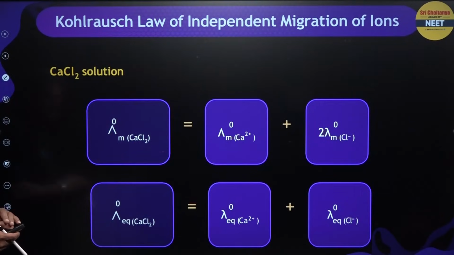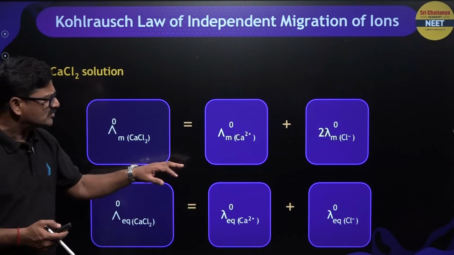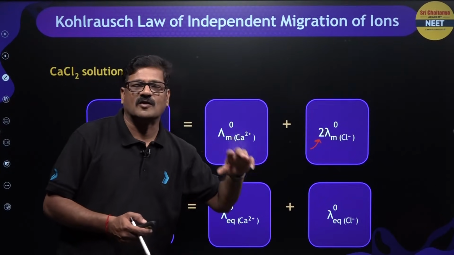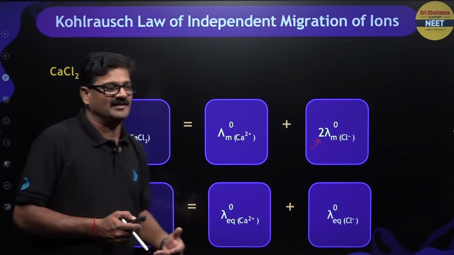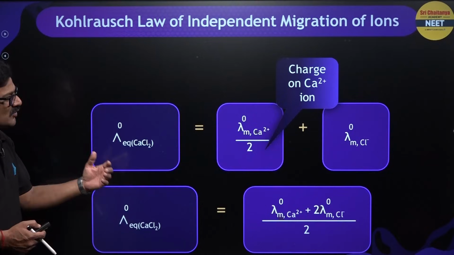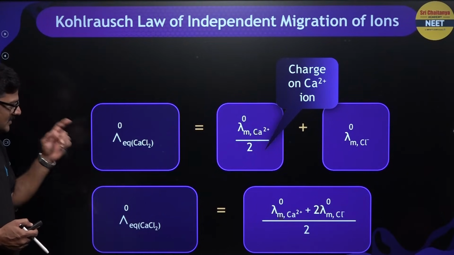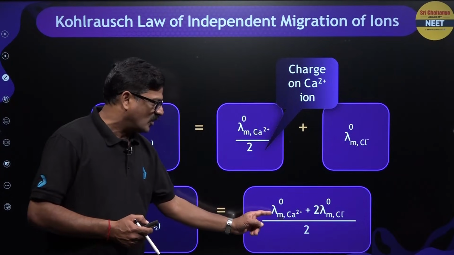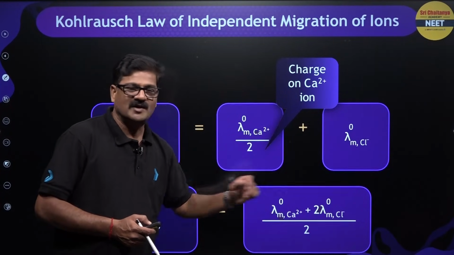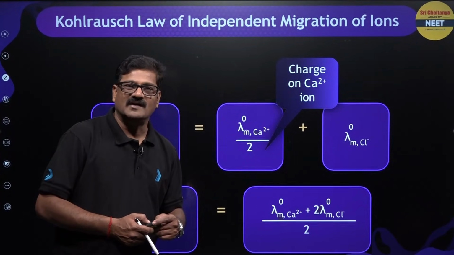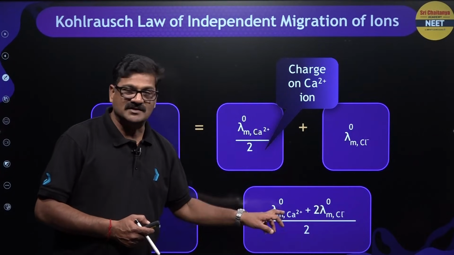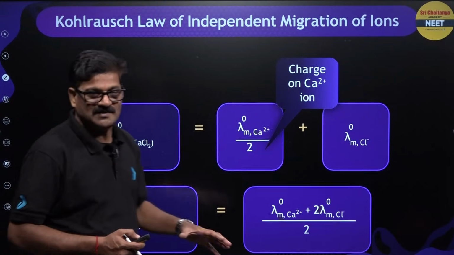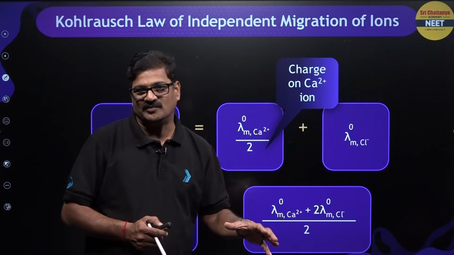Calcium chloride solution. You don't have to use this 2 here because you have already taken the normality, n is already multiplied. Similarly, for calcium chloride, molar conductivity: equivalent conductivity is equal to the molar ionic mobility of calcium plus the molar ionic mobility of Cl minus, divided by 2. So the charge on Ca2+ and the charge on Cl- comes into the picture here.